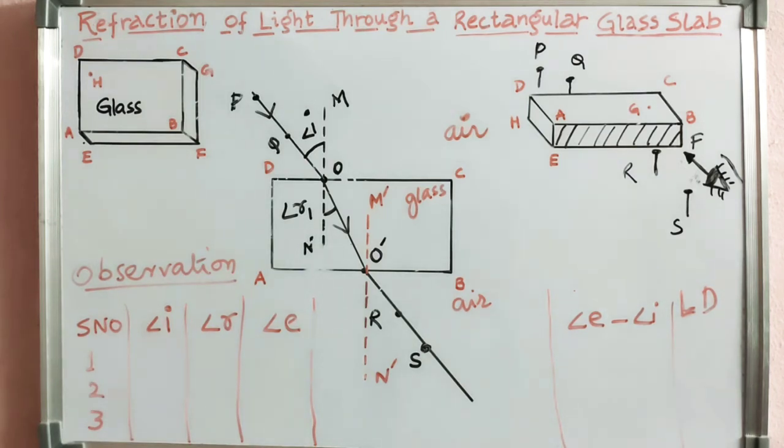Again, at point O dash, the light is traveling from glass to air. So again, refraction takes place. How many refractions are taking place in this experiment? 2 times the refraction is taking place.